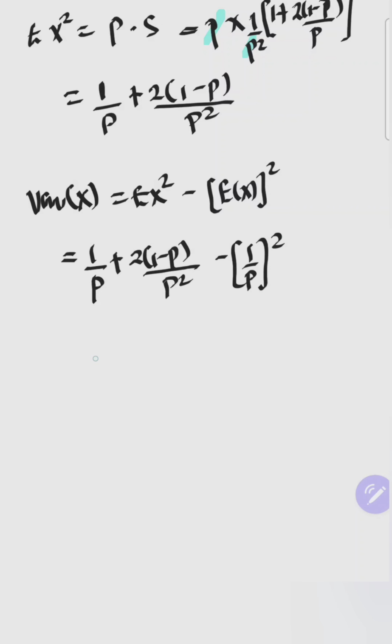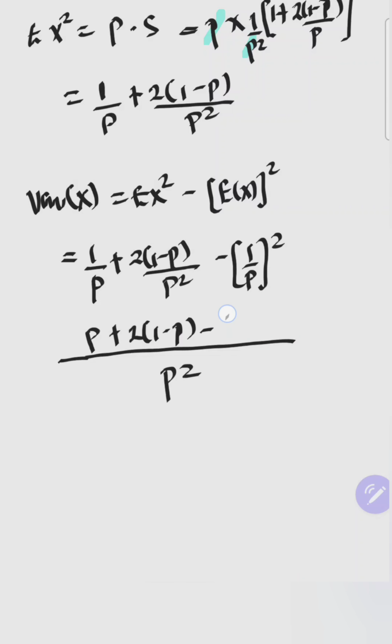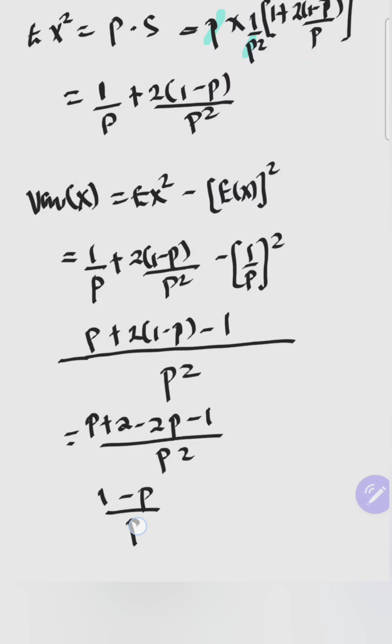Okay, now finding the LCM, which is p squared. So in p squared, we have p plus 2(1 minus p) minus 1. Now simplifying the numerator, we're going to have p plus 2 minus 2p minus 1 over p squared. And here we have (1 minus p) over p squared, which is the variance.